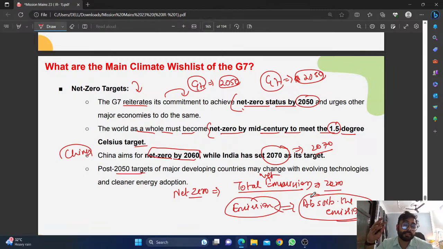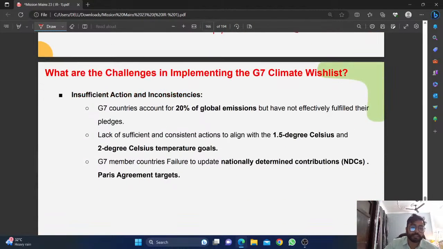This is what net zero targets mean. Either you keep on increasing the use of fossil fuel, but simultaneously you develop a technology that can absorb the emissions from nature, so the net result that you will get is zero emission. Okay, this is net zero.